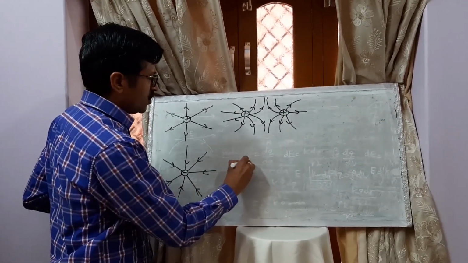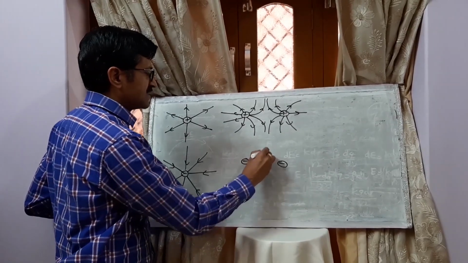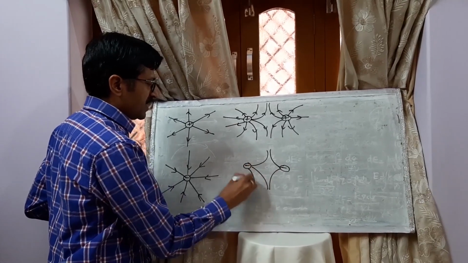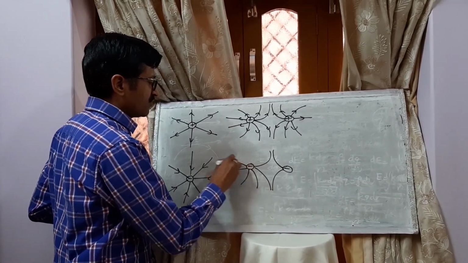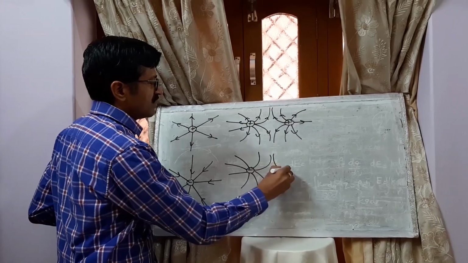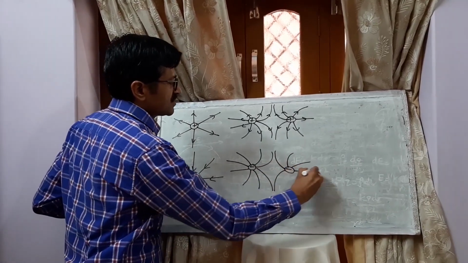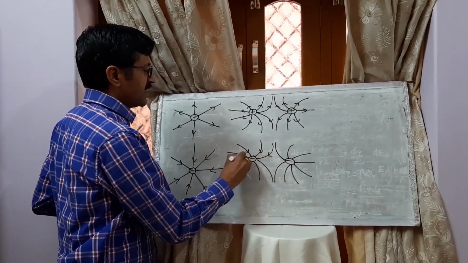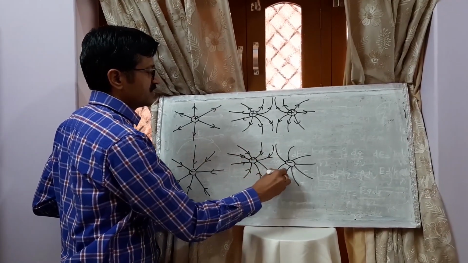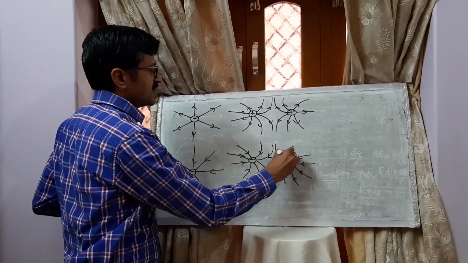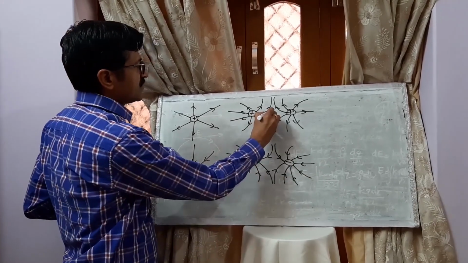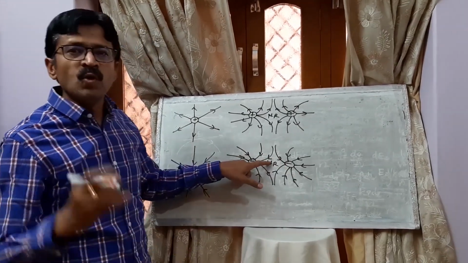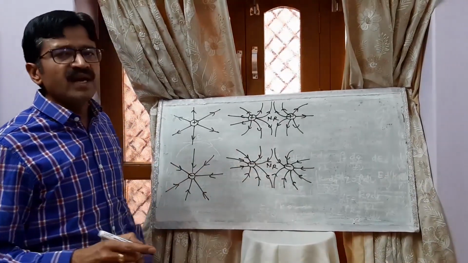For two negative charges, again the mapping is the same, but the direction is exactly opposite. This will be the mapping of electric field lines. Again, the direction will be inverse. Here there are two regions. This is called the neutral region, where there is no presence of electric field lines.